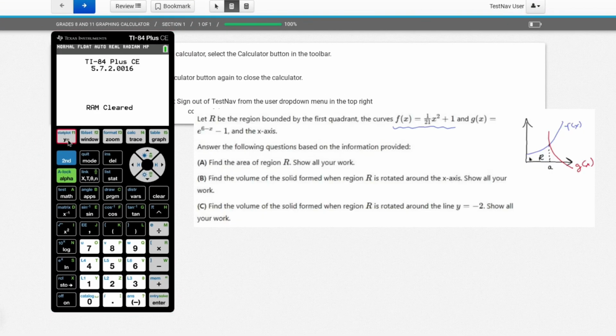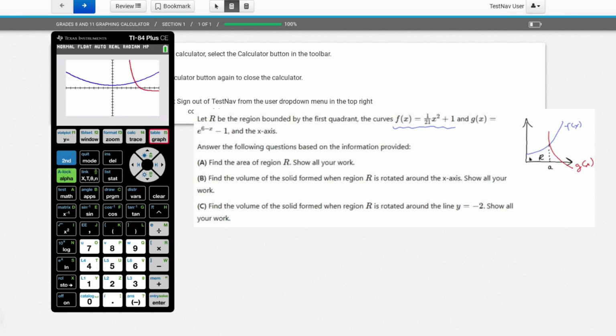All right, so let's plug in both of those formulas. I'm going to let f of x be y sub 1, and that was 1 over 21, which I'm going to put in parentheses because I'm paranoid, x squared, and then plus 1. Y sub 2 is going to be my g of x. That was e to the x, so second ln, e to the 6 minus x. So let's throw all of that in there, 6 minus x, and then go out of here. And let's minus 1 because that was the other part of it.